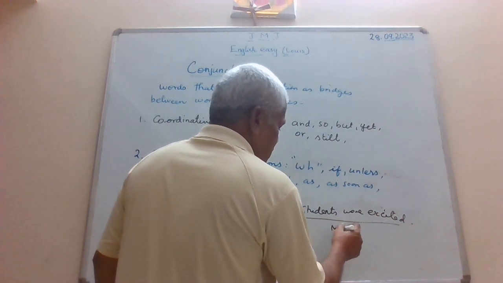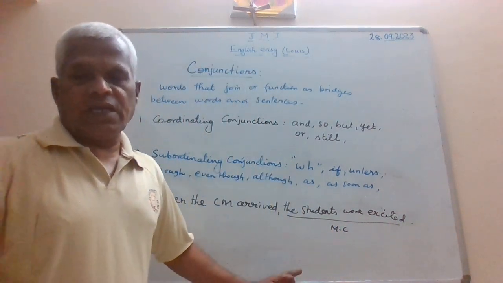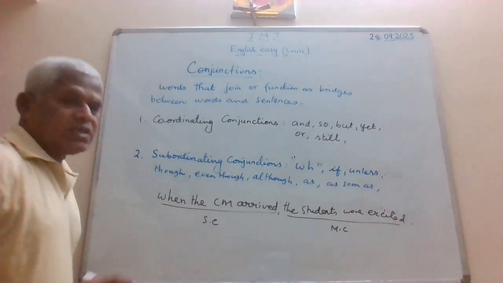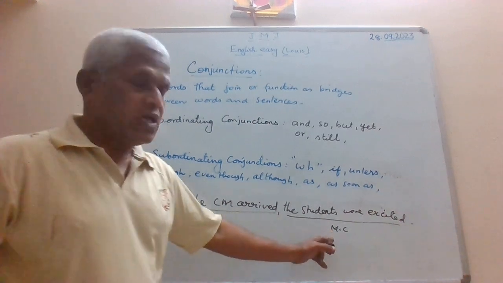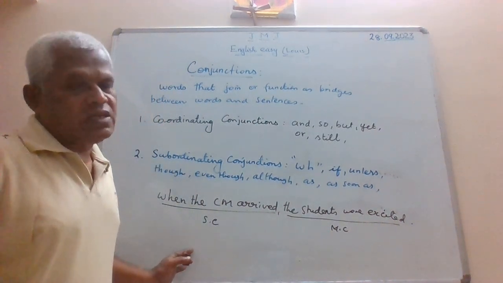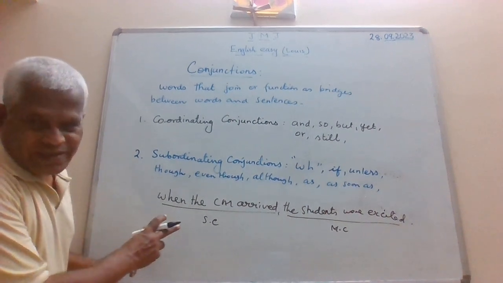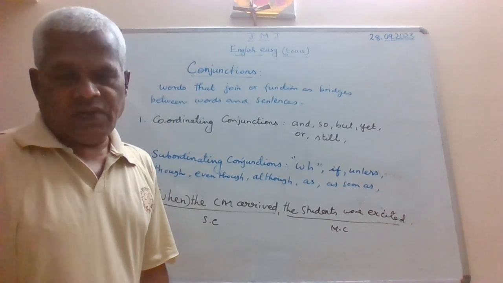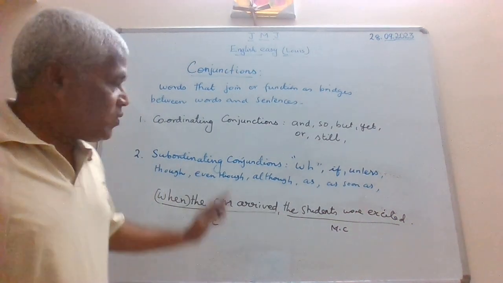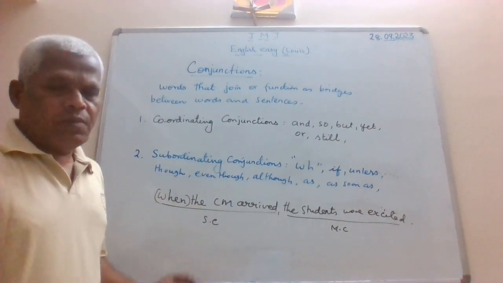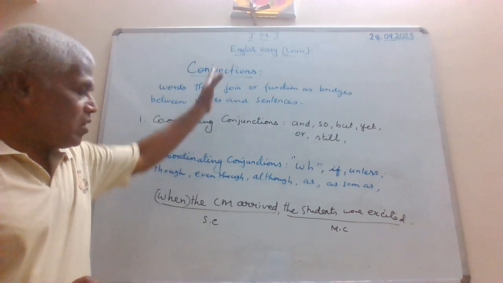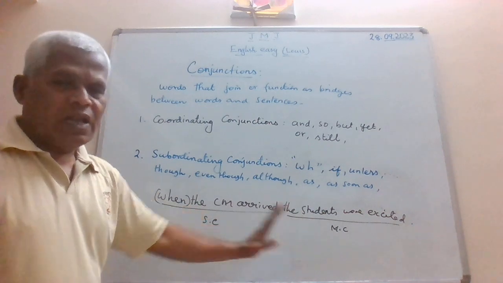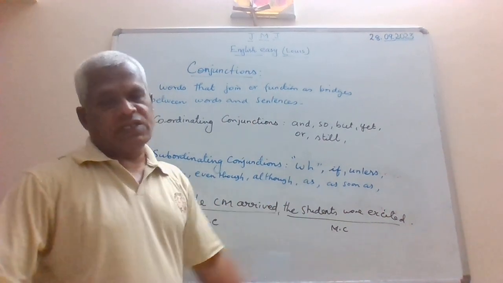See, the students were excited. This is what is known as the main clause, in other words, the independent clause. And this one is known as the subordinate clause, in other words, the dependent clause. Now, why do we call this a subordinate clause? Because it begins with the subordinating conjunction when. There is so much information that we can discuss, but let us not go into that in a detailed manner. We are talking about conjunctions. So for the time being, let's concentrate only on the names of the conjunctions.